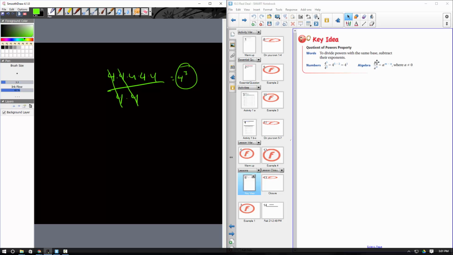And the algebra, how you write this out, is a to the mth power over a to the nth power would equal a to the m minus n. And a cannot be equal to 0 because you can't have 0 to a power. It just won't work here. So let's keep on looking at a few more here.